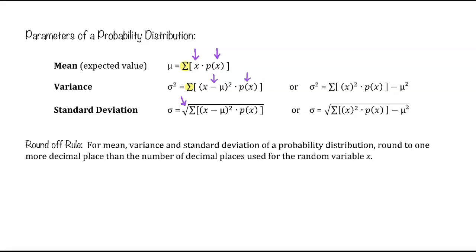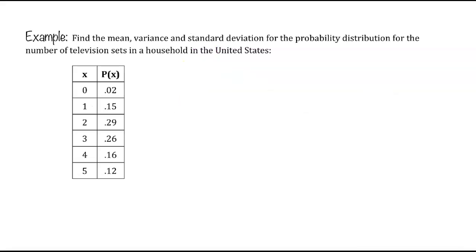Let's take a look at an example. We're going to find the mean, variance, and standard deviation for this probability distribution. This distribution refers to the number of television sets in a household in the United States. First, we'll calculate the mean.